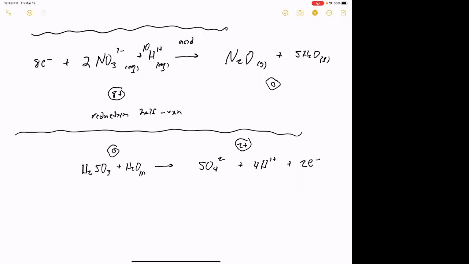That should do it. Let me see if that's the right answer. All right, so I get H2SO3 plus H2O going to SO4 2 minus, 4H plus, and 2 electrons. Yep, we got it. Does that make sense? Yep. Thank you. Awesome, no problem.